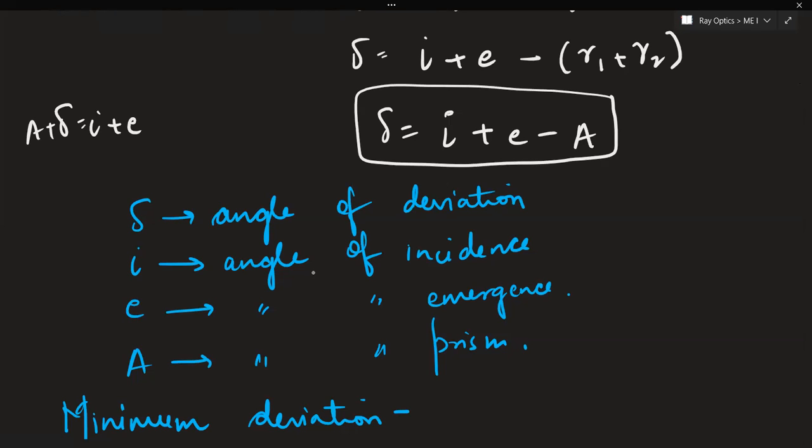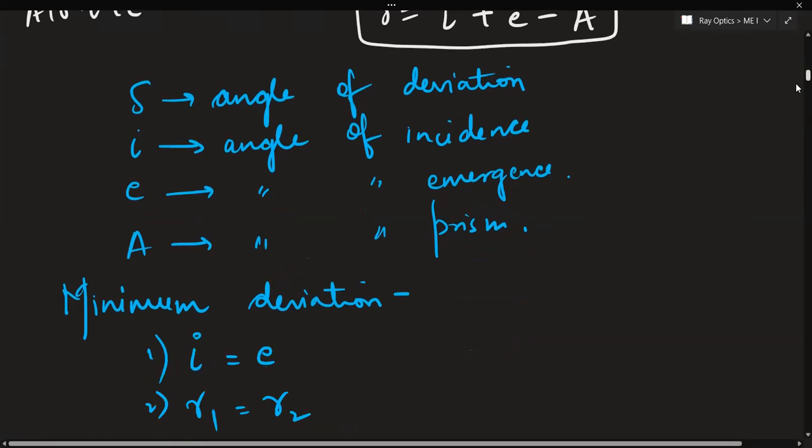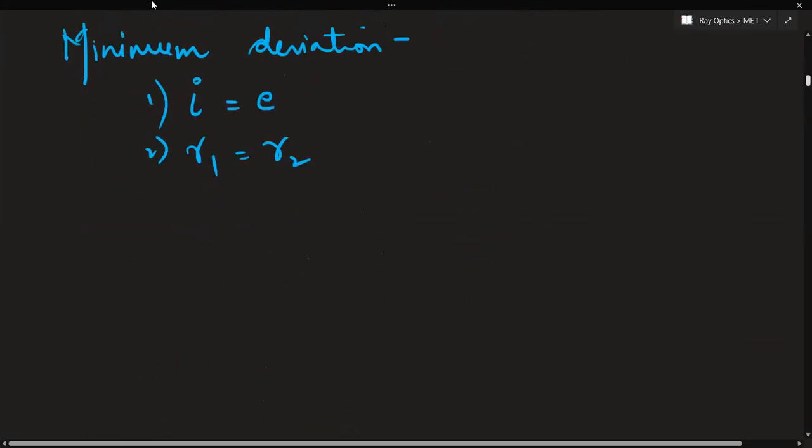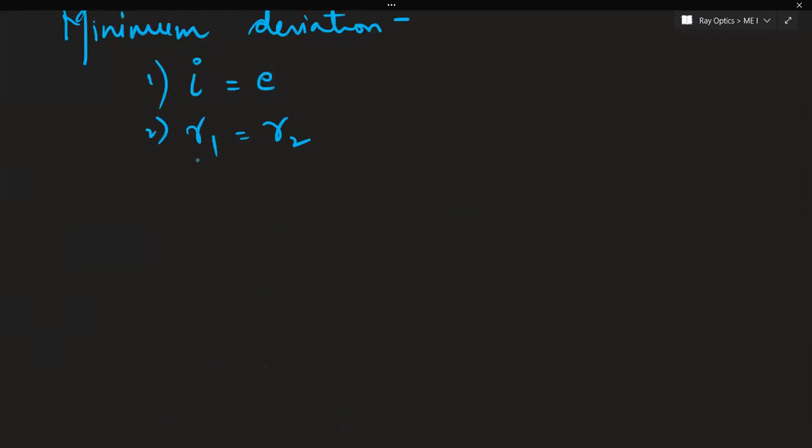Now, if this is the case for the angle of minimum deviation, just remember and add two conditions, not quantities, just two conditions. Firstly, R1 becomes equal to R2. Second, the angle of incidence becomes equal to the angle of emergence. These are the two cases for minimum deviation to occur. This is from a theory point: the angle of incidence is equal to the angle of emergence and R1 is equal to R2.